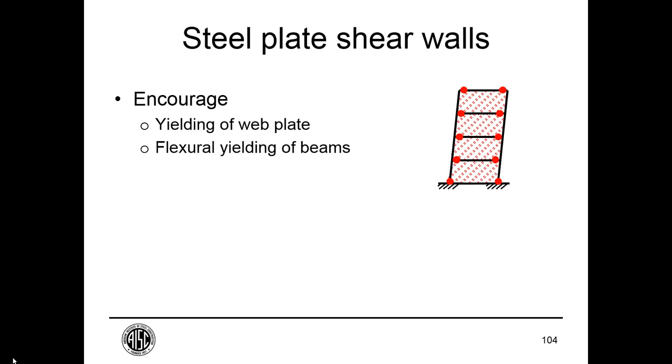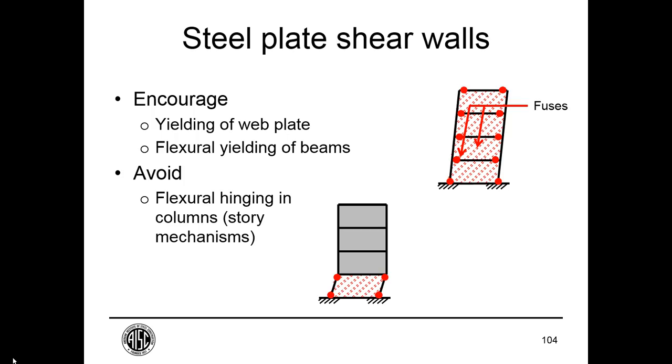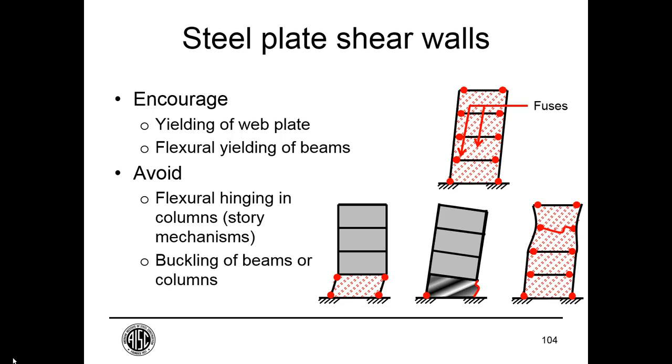Steel plate shear walls, it's yielding of the web plate in tension, combined with a sort of backup frame yielding in flexure. That's the fuse that defines the maximum force that, say, the columns will resist. We want to proportion it to avoid a story mechanism. We want to avoid column buckling, and we want to avoid beam buckling as well. And, of course, connection failure.